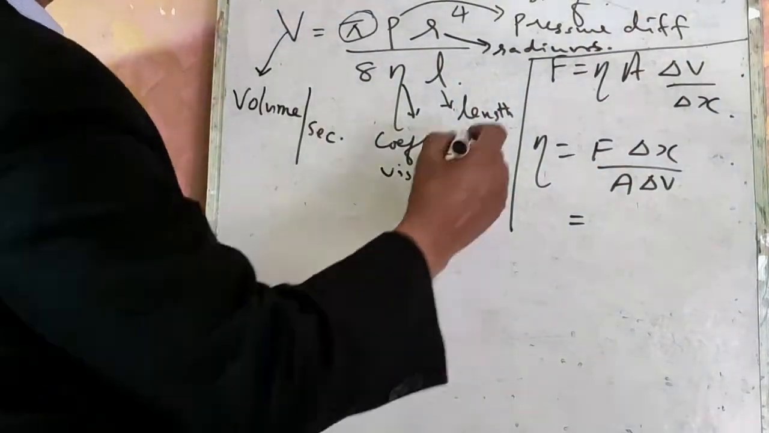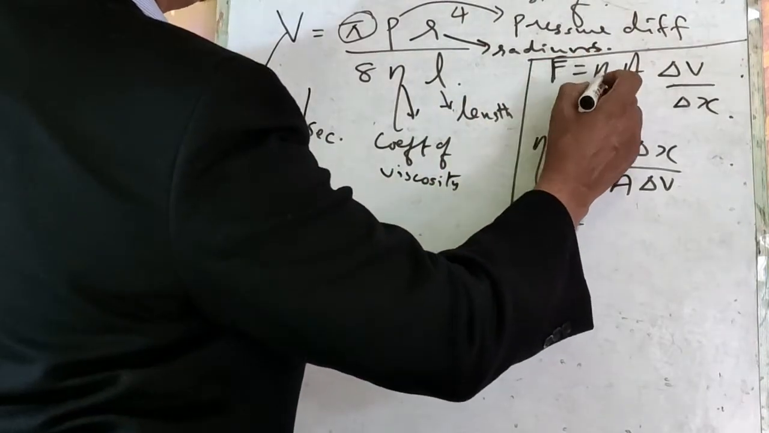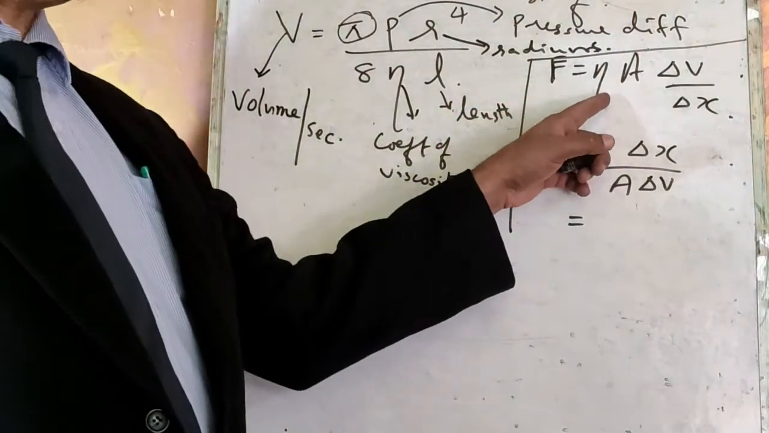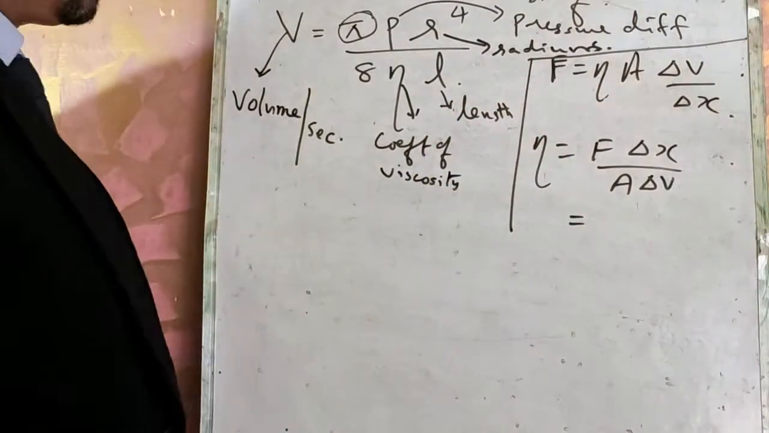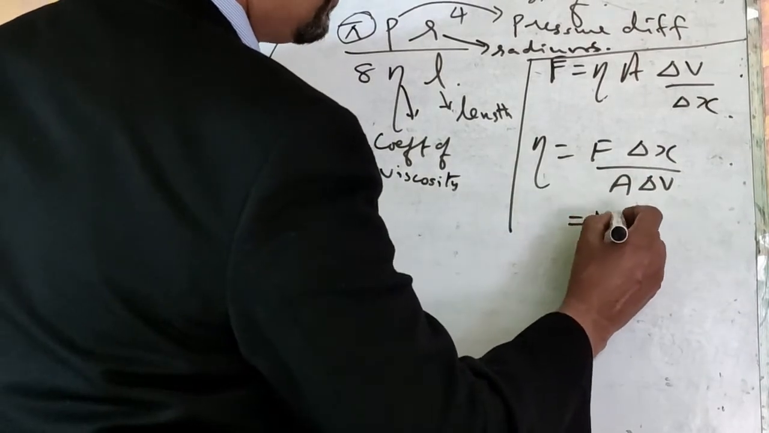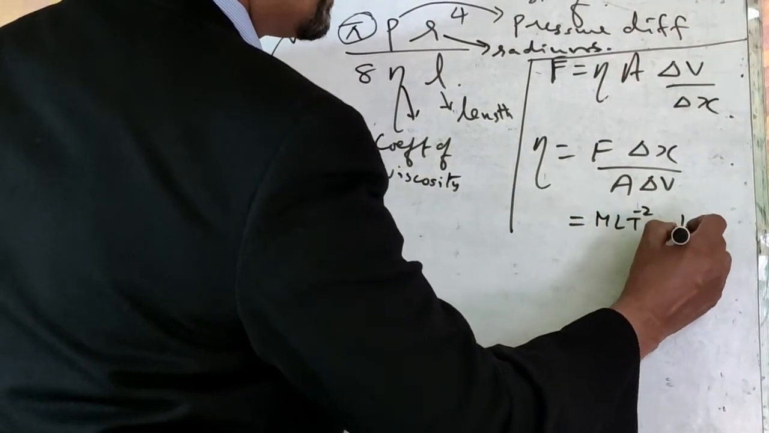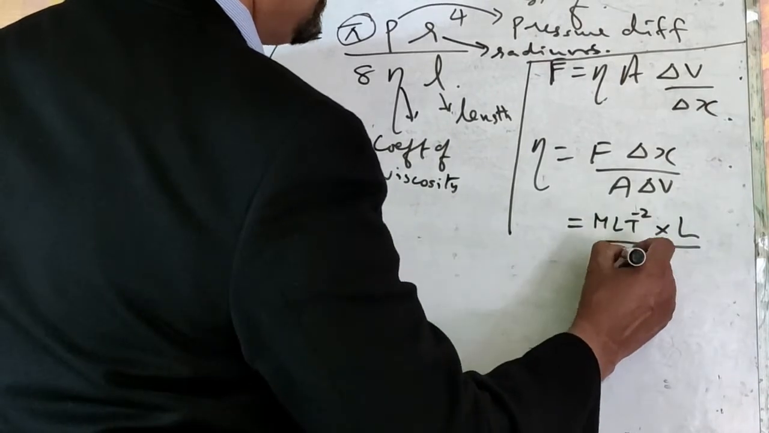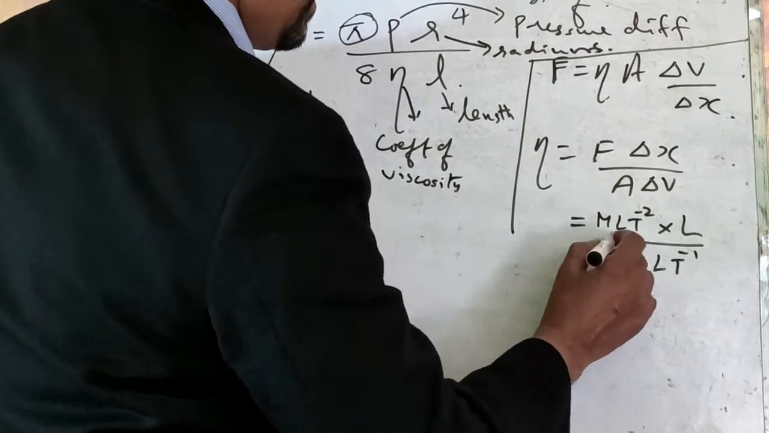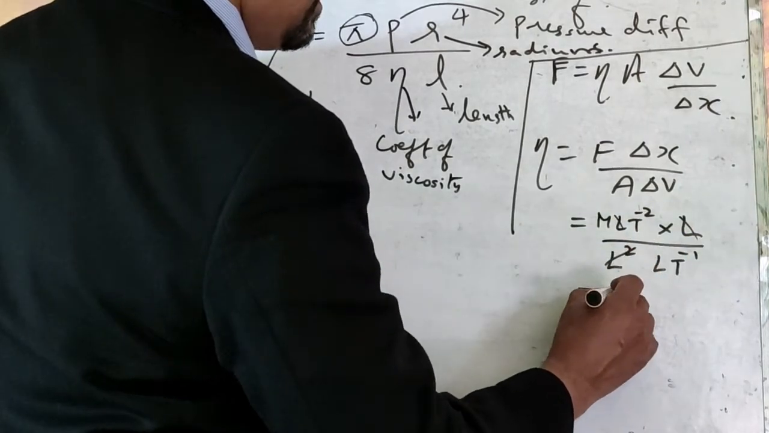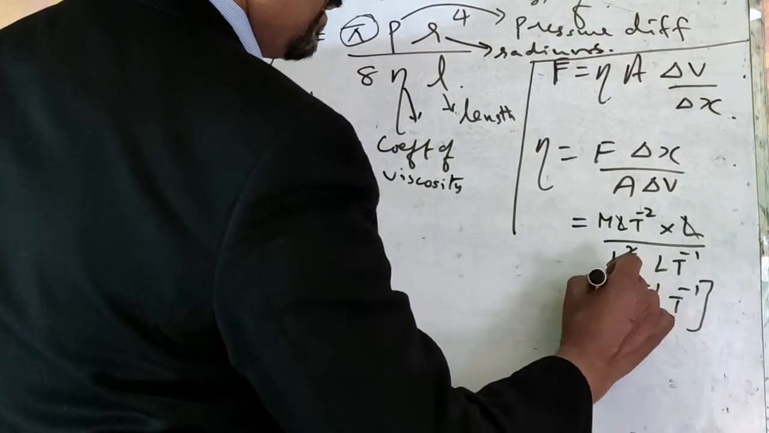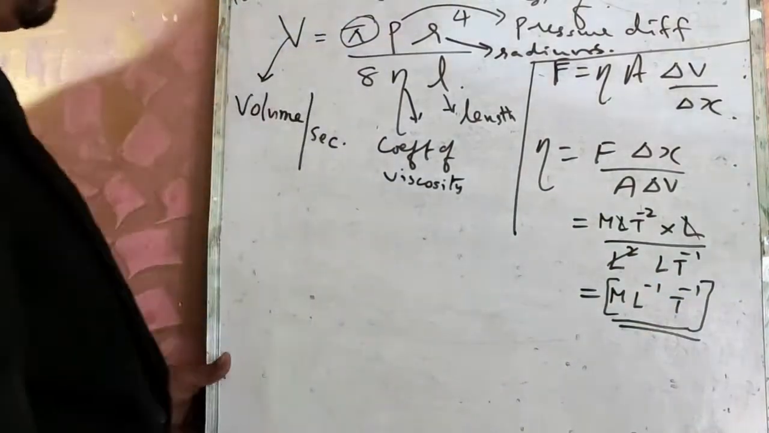You know the viscous force F is equal to eta A delta V by delta X. Here eta is called the coefficient of viscosity. That is what we studied yesterday. So eta is F delta X divided by A delta V. Force is mass into acceleration, into distance, divided by A, which is area, and delta V is velocity, L T minus 1. So what you are getting, L square and L square cancel. So your result will be M L minus 1 T minus 1. This is the dimensional formula for the coefficient of viscosity.